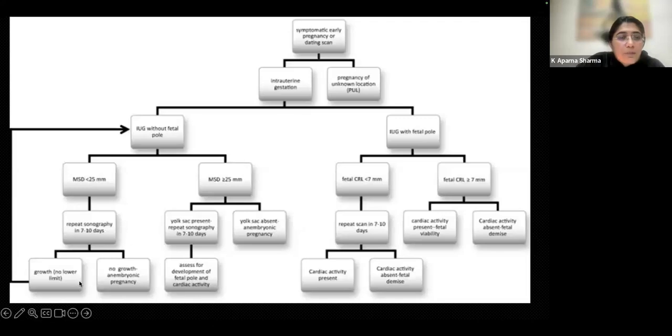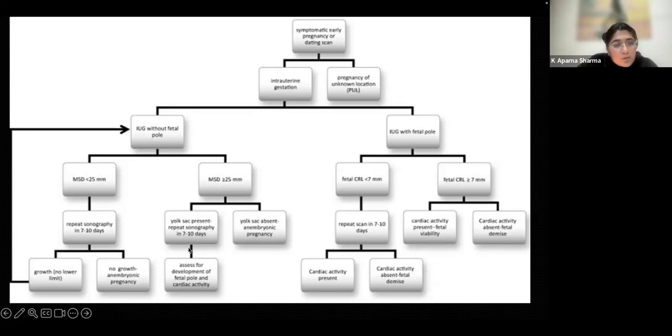I don't know if it's very visible, but this table is very explanatory, in the sense that if we have an intrauterine gestation and there is a fetal pole, and the CRL is more than 7 and there is no cardiac activity, then of course this would be a miscarriage. But if it is less than 7, then we repeat the scan. If it is an intrauterine gestation without a fetal pole, is the mean sac diameter more than 25? If it is more than 25, then it is a miscarriage.